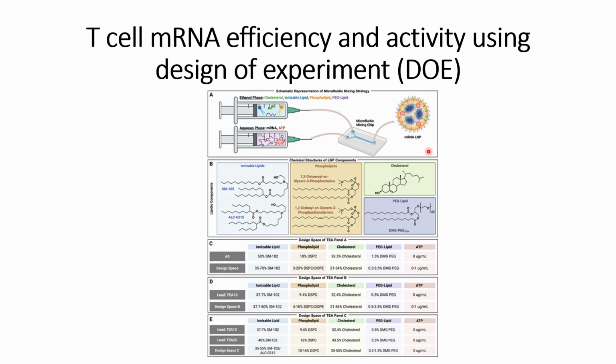That's all for this video. I hope you understood to some extent how they use the design of experiments to find the TEA LNP, or T cell mRNA efficiency and activity LNPs. In this case only the efficiencies are being targeted, as the reporter shows the efficiencies of the mRNA translation.